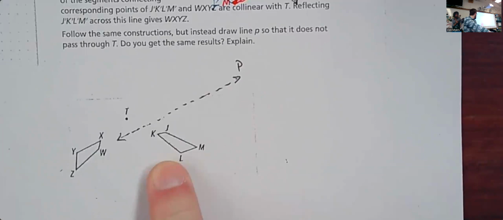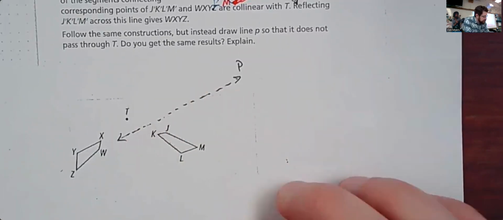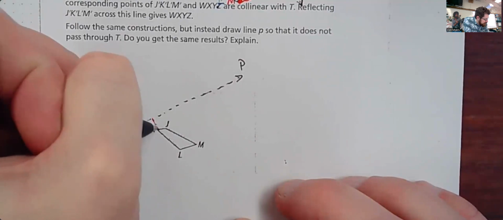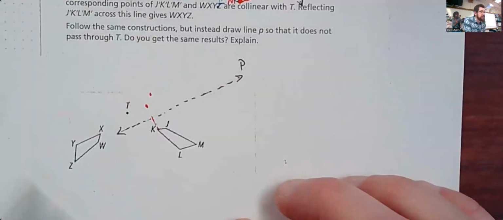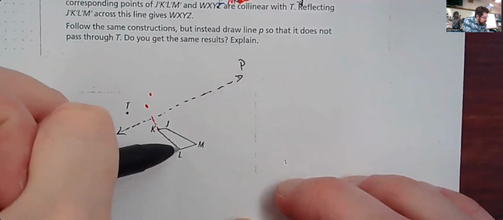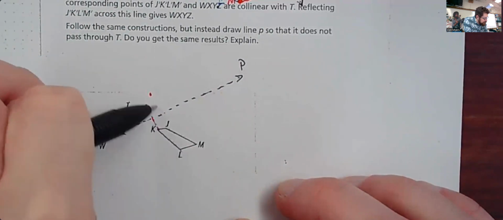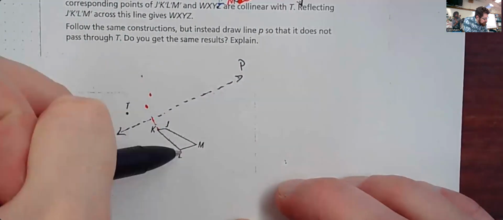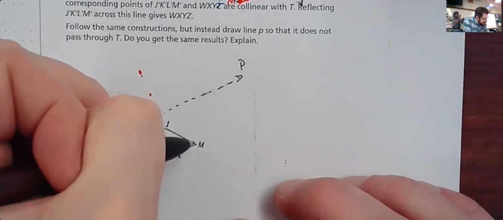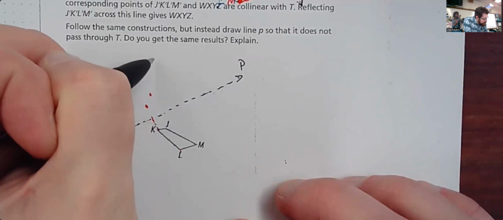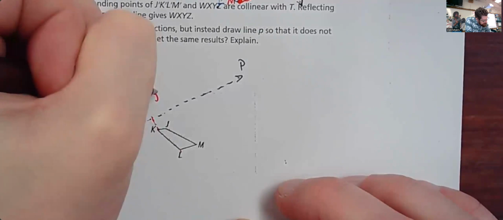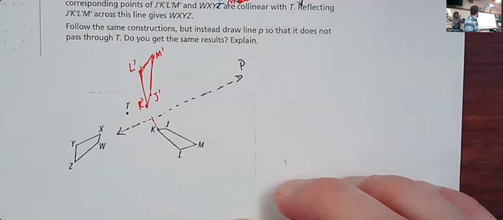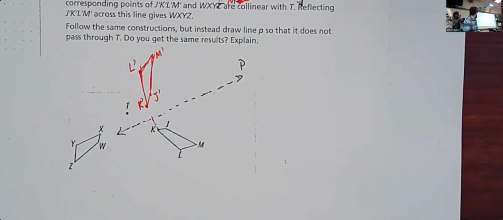So if we reflect, I'm just going to put line P like that, and I'm going to reflect across it. So if I go from here to here, that's about there for K. J is going to be about here, J prime anyway. L prime, maybe a little bit further about there. And then M prime will be maybe right about there. So we got K prime, J prime, M prime is up here, and then L prime is over there. So that's roughly a reflection across that line P.